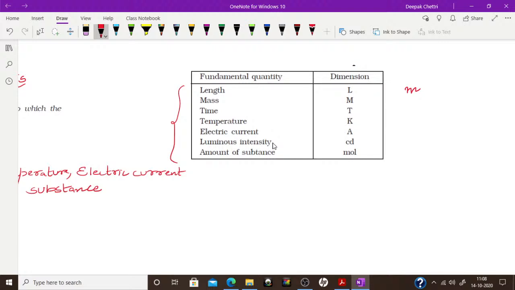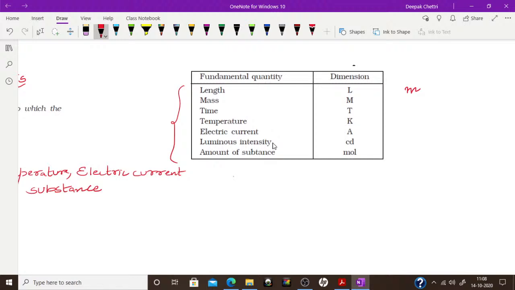Understand? So from where do we get these letters? Length is capital L, M for mass, time is T, and temperature is measured in Kelvin, so that's why we write K. But it does not mean that you'll read this as Kelvin, you'll say K only. Any doubt so far? So these are the dimensions of your fundamental quantities.